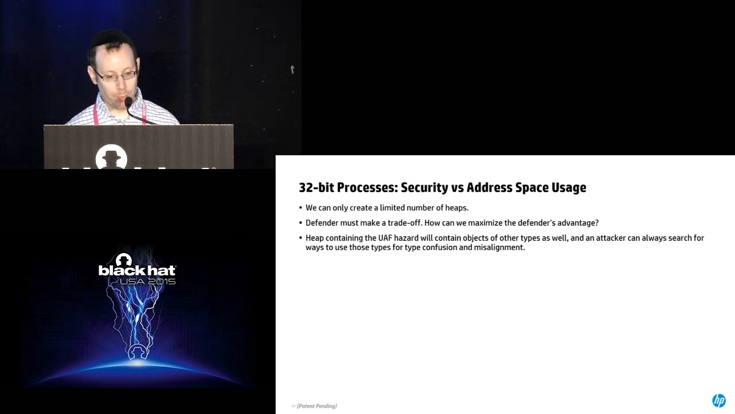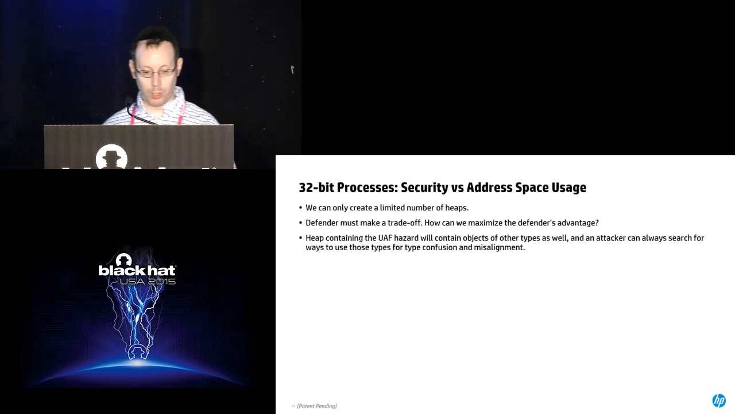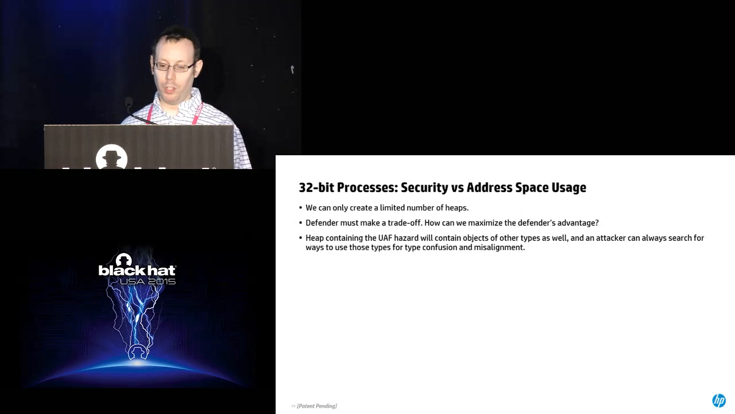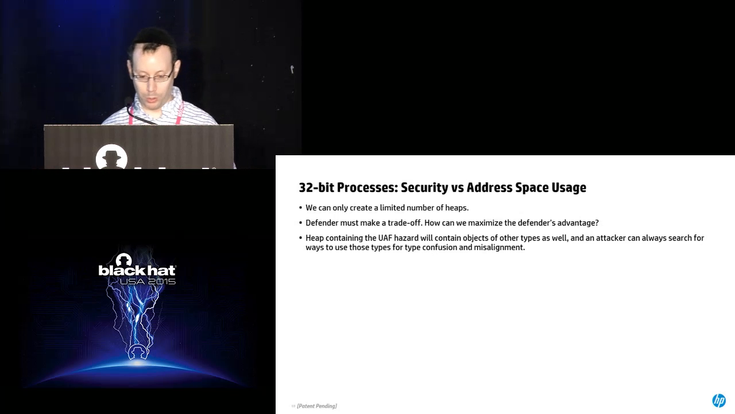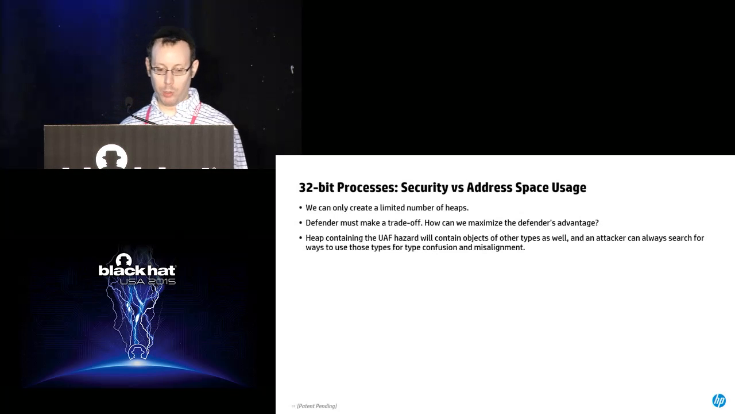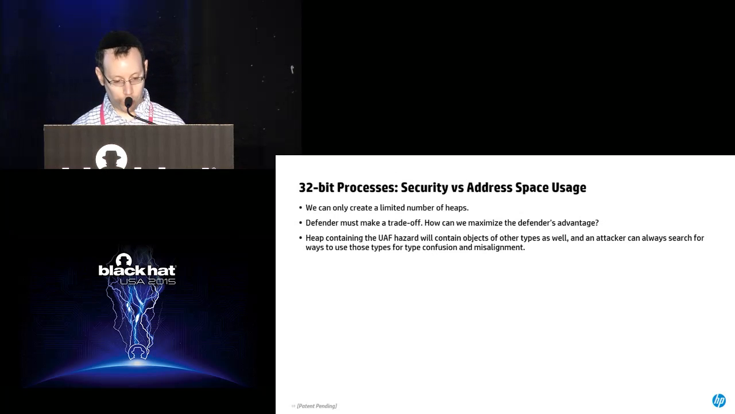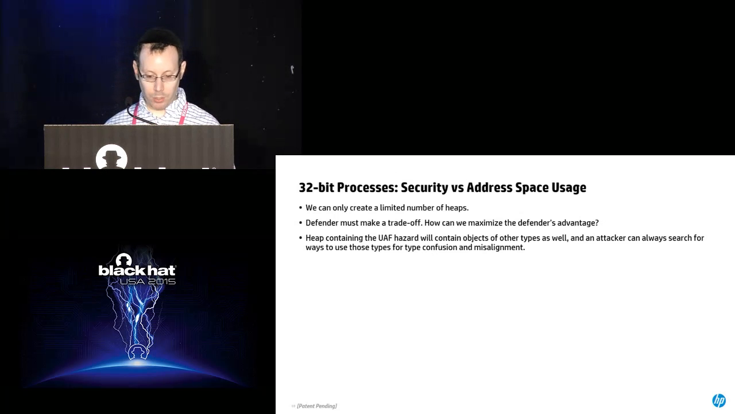So having a separate heap for every scalar type is highly beneficial, but the drawback is that it may be too wasteful of address space in a 32-bit process where address space is a scarce resource. We're faced with a trade-off between security and address space usage. What can we do to make the best of this trade-off?